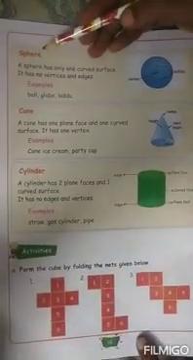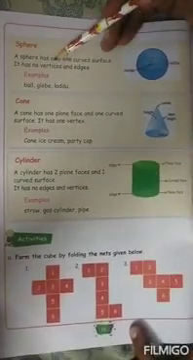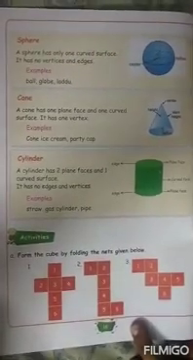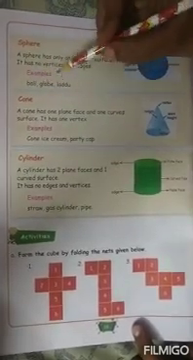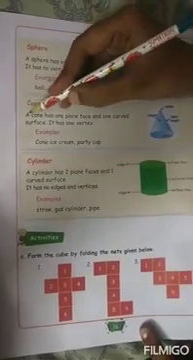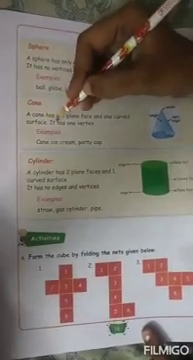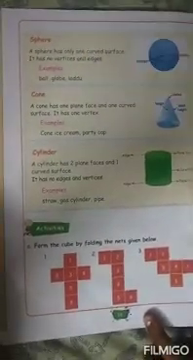The next one, sphere. A sphere has only one curved surface. It has no vertices and no edges. Only one curved face it has. Examples for a sphere are ball, globe, laddu, and so on. And next one is cone. A cone has one plane face and one curved surface. It has one corner vertex. So it has one vertex, one plane face and one curved face.